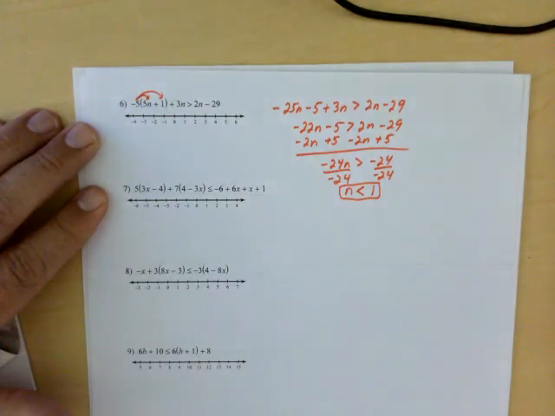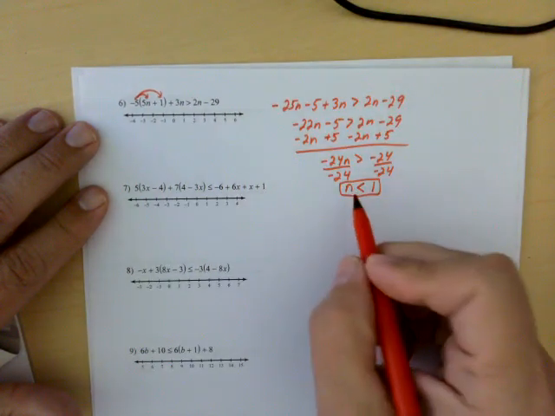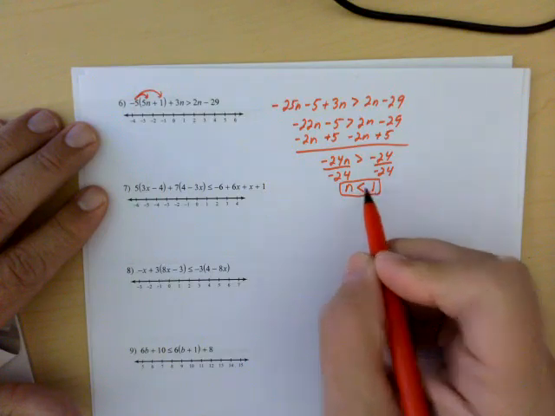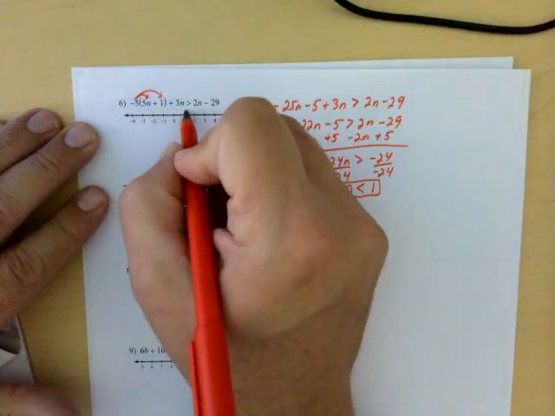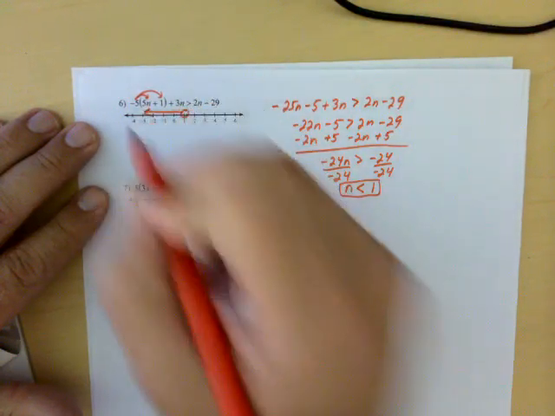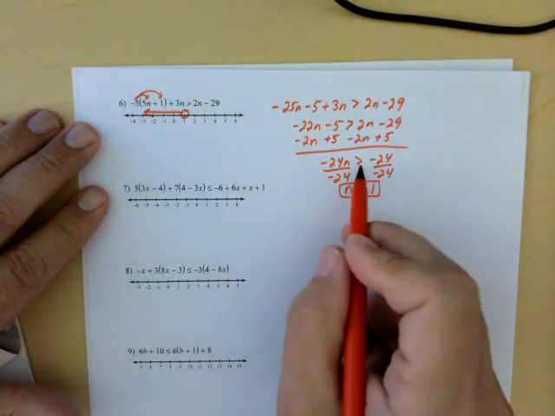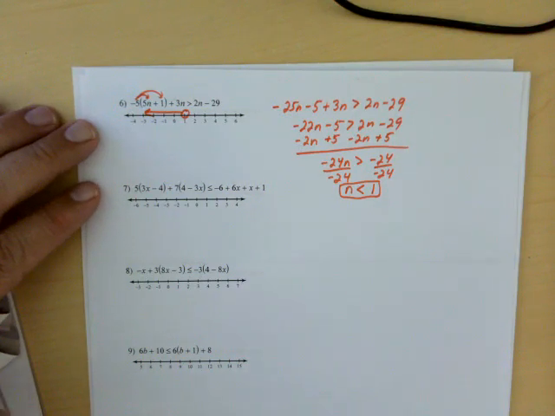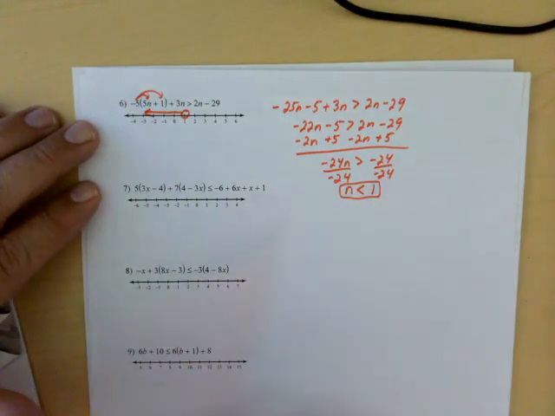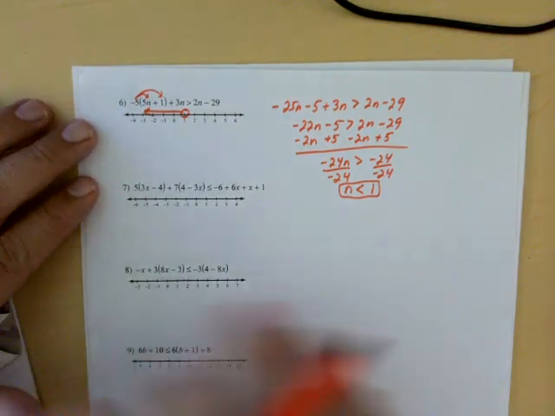So all our answers have to be less than 1. So open circle at 1, and we're dealing with everything less than. So again, remember, something in your head needs to tell you, flip the sign whenever you multiply or divide by a negative. Okay, that's the hardest part.